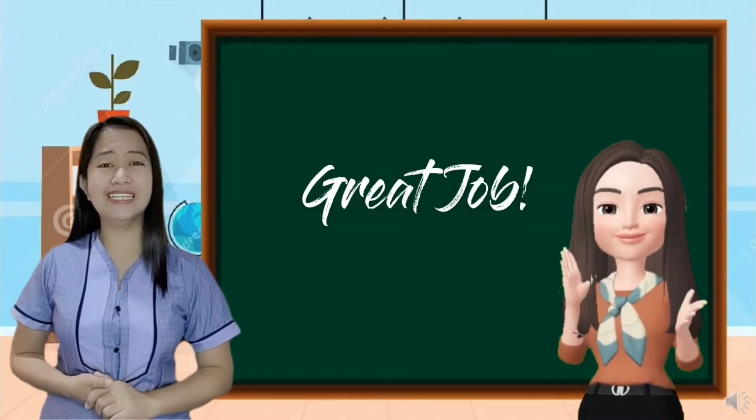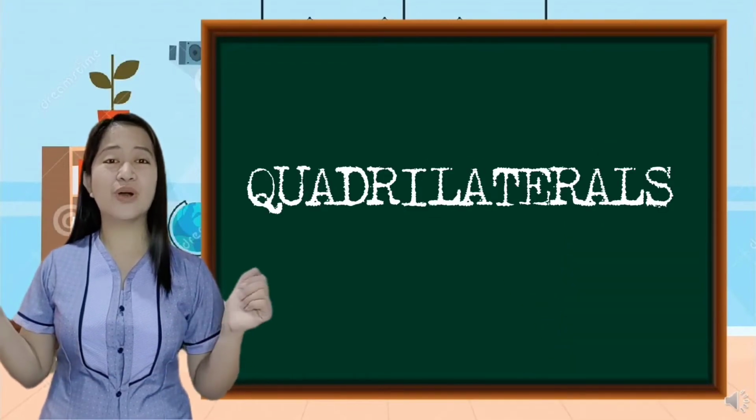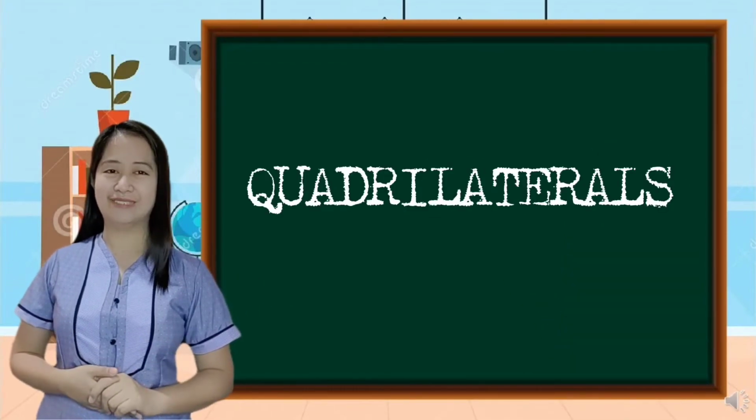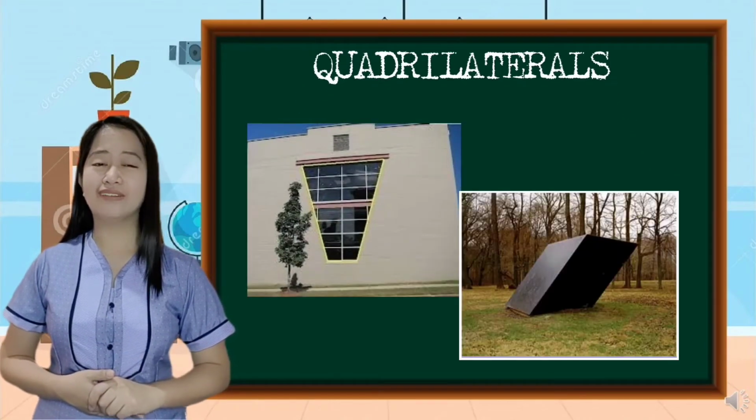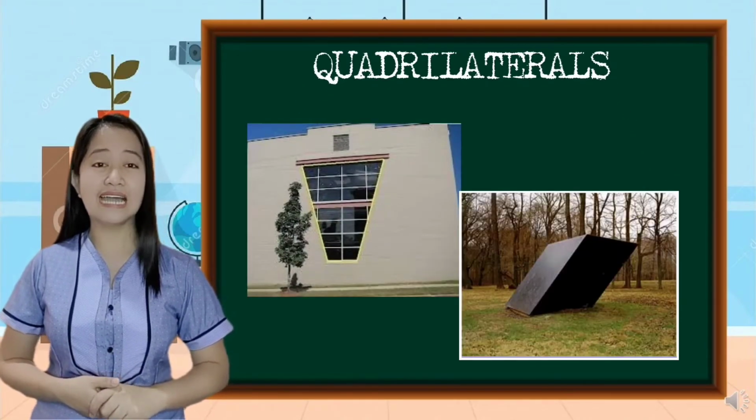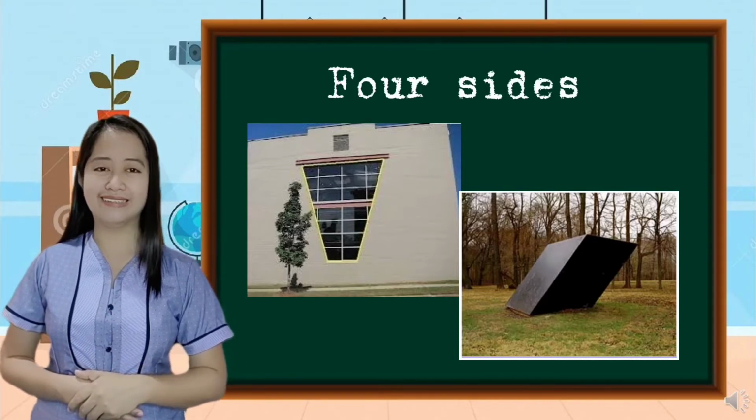Wow, you really did a great job! Those are all examples of quadrilaterals. Even if the sides are uneven or irregular, as long as it has 4 sides, it is a quadrilateral.